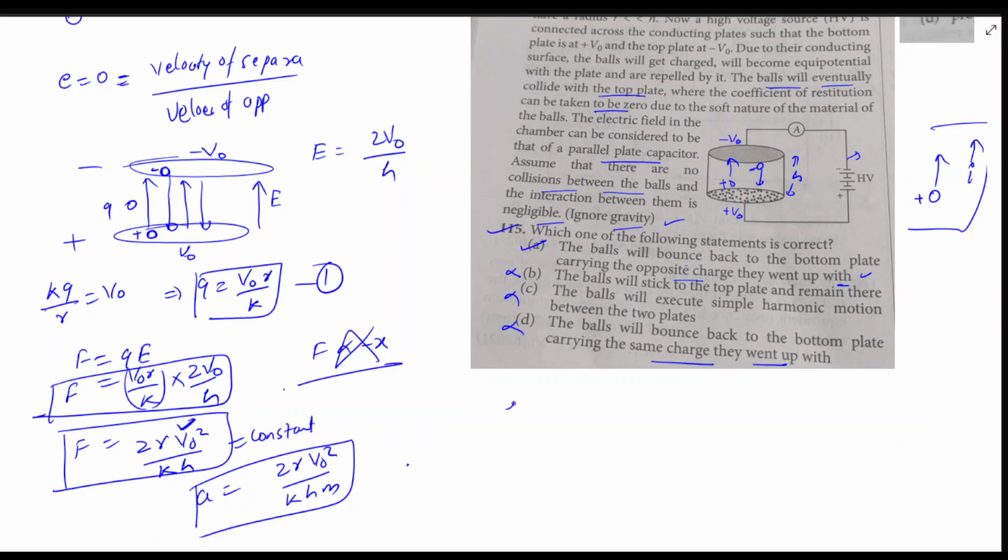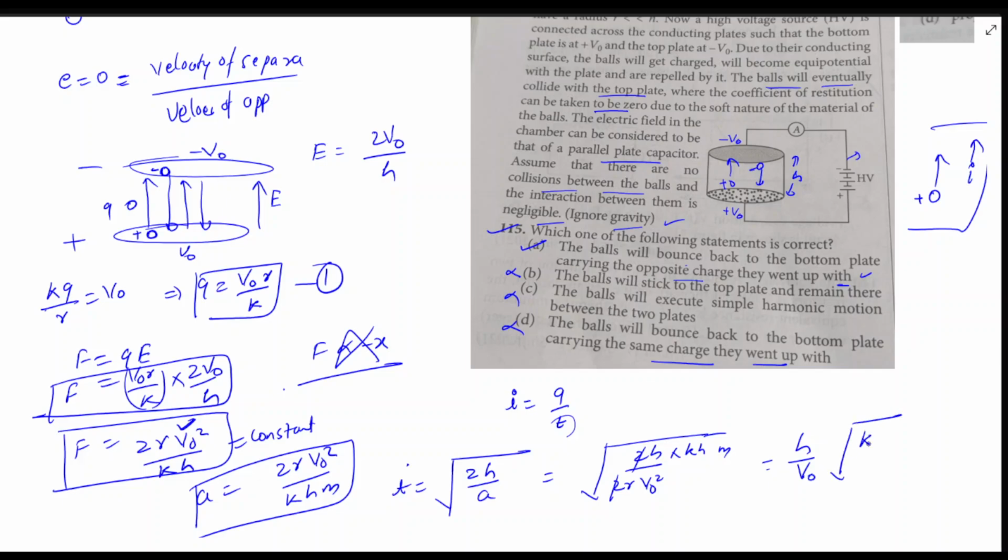So why am I doing this? Because we know the current is q by t. Now the charge q is moving up, and it is taking t time. So let's find the t. T is what? If you use the second equation, you get 2h by a, right? So let's just put it here. So it is 2h by a. A is 2r v naught square upon k h m. So 2 will get cancelled and we have h square. It will be h outside and v naught will also come out. And we have root km upon r. So this is our time.